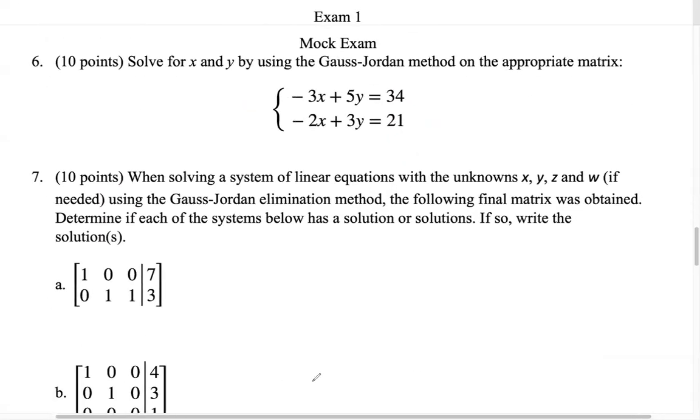Let's say 6. So we're given this system of equations, but we need to use the Gauss-Jordan method. If you use any other method, you don't get any credit. Okay, we have to use the Gauss-Jordan method. So for the Gauss-Jordan method, we want to make a matrix. We only write down the coefficients of the variables. We make sure the coefficients of x and y are lined up. So we write down negative 3, 5, negative 2, 3. Then we put a bar here. Write down 34, write down 31. So this should be our first step.